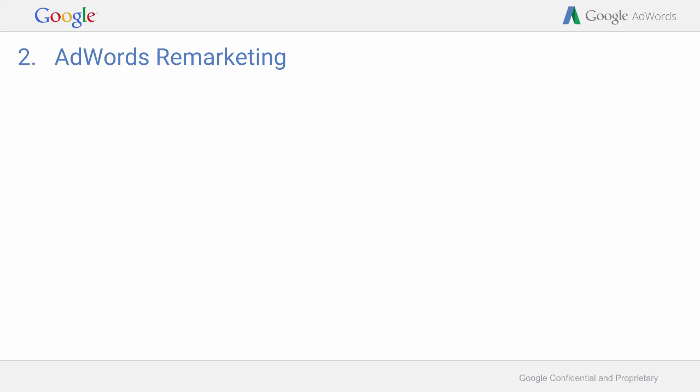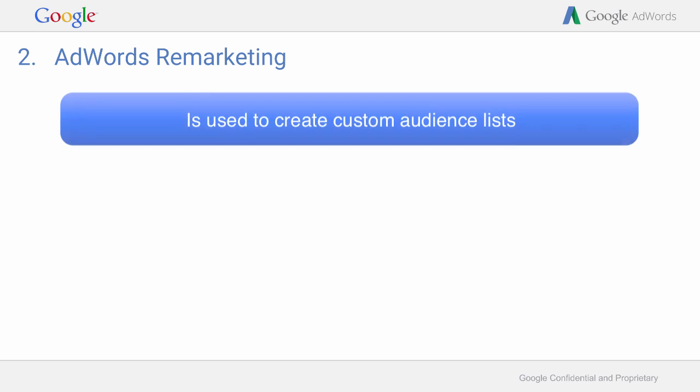The AdWords Remarketing tag is used to create custom audience lists. This means that you can create audience lists for specific groups of people based on what they do on your website. These lists can then be used for targeting purposes. For example, you might want to create an audience list for people who visited your online store's cart page but didn't go on to purchase.